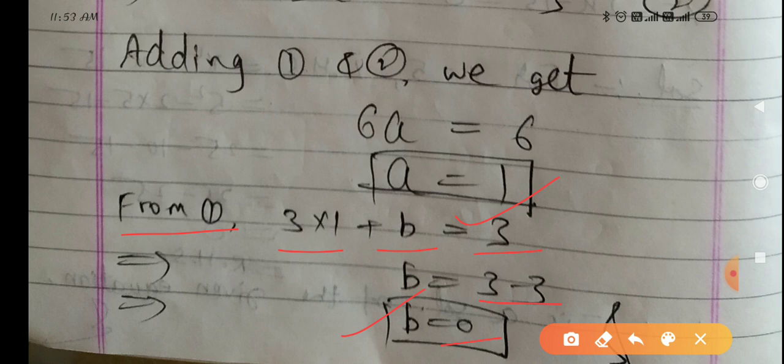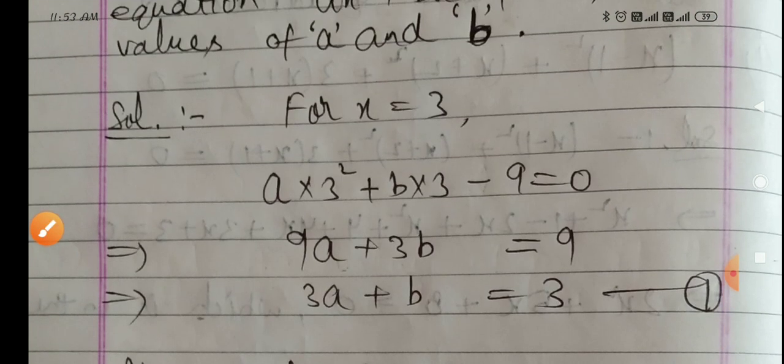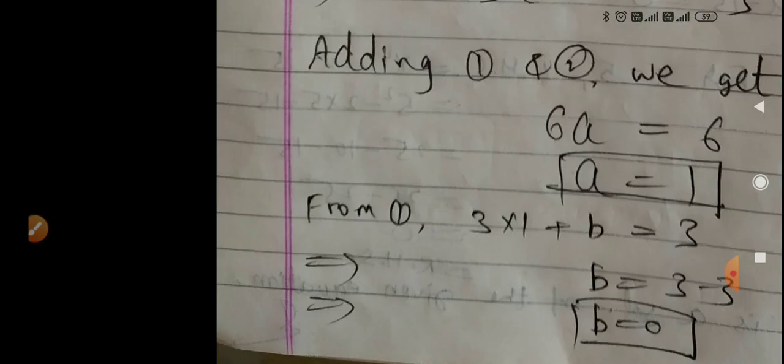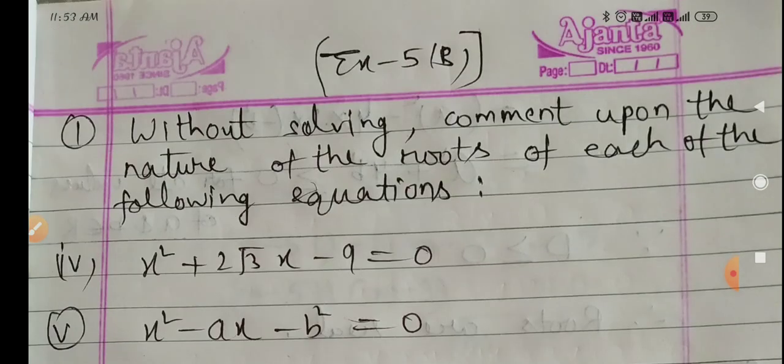So there were only 5 questions in exercise 5a. And this was the last question which I took. So 3 questions I have taken. Remaining parts you can do very easily. Now you see exercise 5b. What was the concept of 5b? One more time I am telling you.